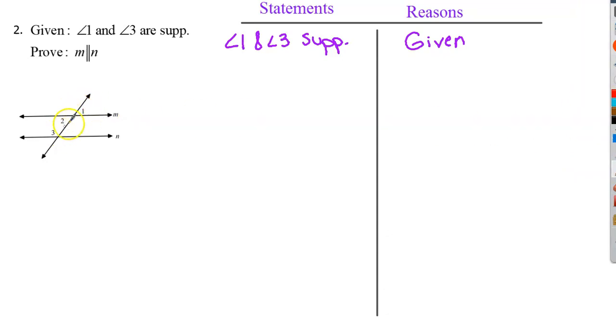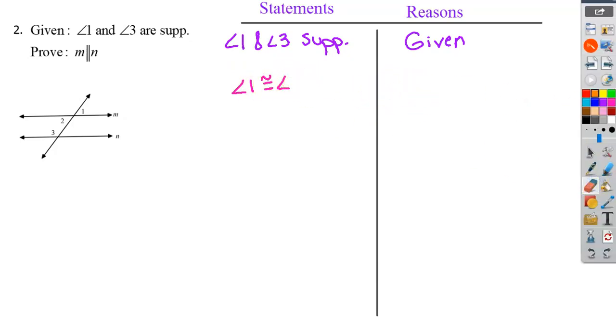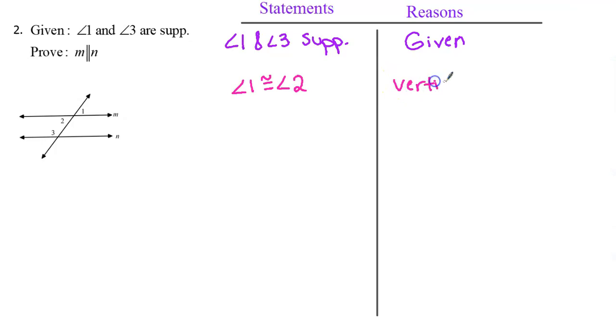If I look at angle 1, I see that angle 2 here and angle 1, they're the same. So I'm going to write angle 1 is congruent to angle 3. Or not congruent to angle 3, angle 2, sorry. Angle 1 is congruent to angle 2 because they are vertical angles. And vertical angles are congruent. So angle 1 is congruent to angle 2. Therefore, I can also say that angle 2 and angle 3 are supplementary. And that is by substitution.